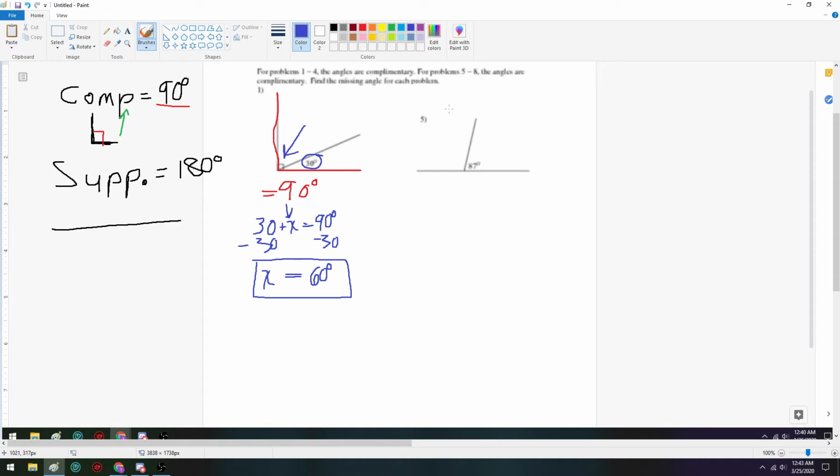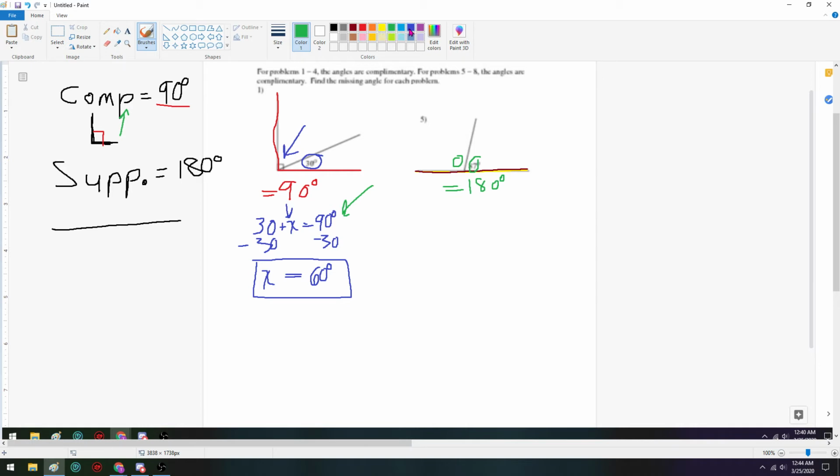For ones that are supplementary, ones that make these straight lines like you see right here, I'll use different colors so you guys can see it better. Oh, there we go. We know that they are going to be equal to 180 degrees. We're going to do the same thing we did over here and say that these two angles, the angle here and the angle here, need to equal 180.